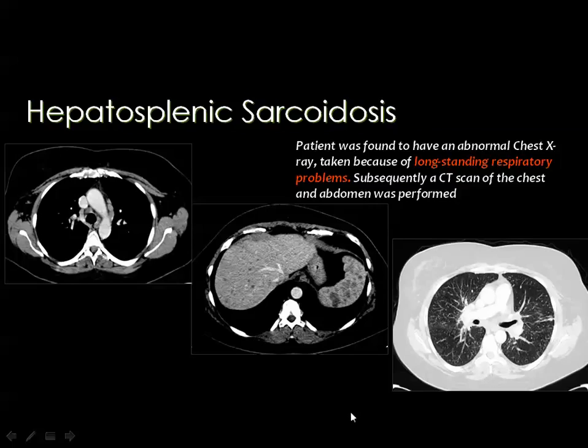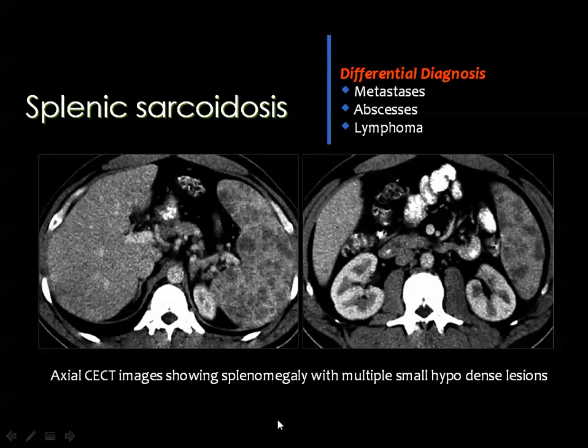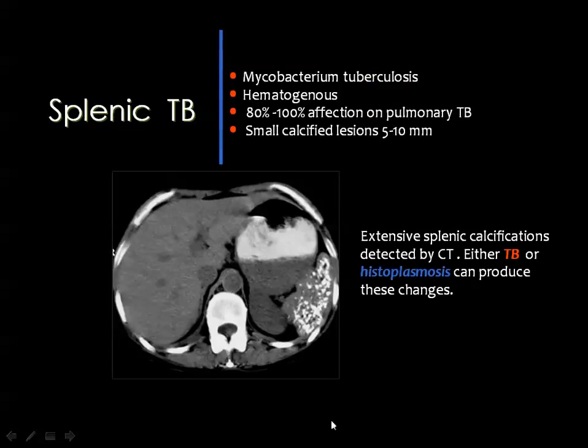Then sarcoid can also affect the liver and the spleen, and this is one of the causes of a spotted spleen, as I will mention. Then if you see multiple lesions in the spleen and the lesions are cystic, one of the best possibilities is fungal abscesses. But if the lesions are solid, then you think of lymphoma, as I will mention, and you think of metastasis, and also do not forget the possibility of sarcoid.